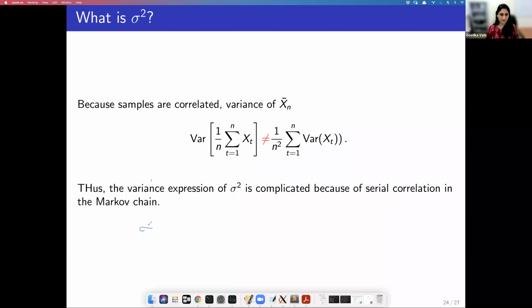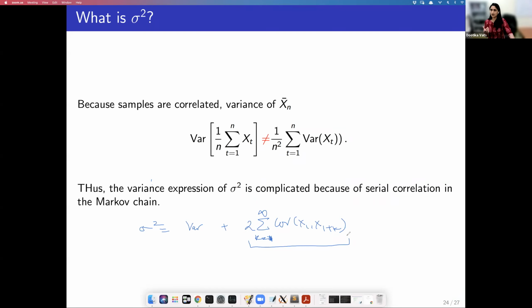So we have sigma squared equal to the first term, the variance, plus 2 times the summation of the covariance of x1 and x1 plus k. Right now, this is an infinite sum of quantities, which may not decrease very quickly to 0. Because it's a Markov chain, the covariance decreases as a function of k, but it may not decrease fast enough for this sigma squared to be finite. So this leads us to be very specific about the rates of convergence.